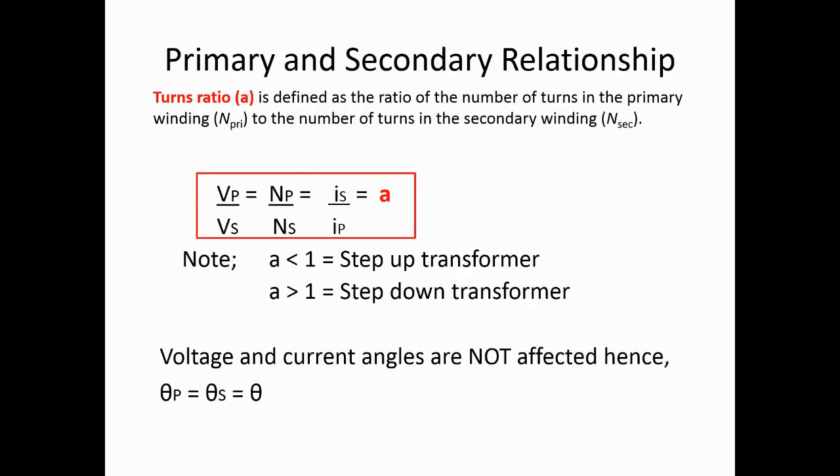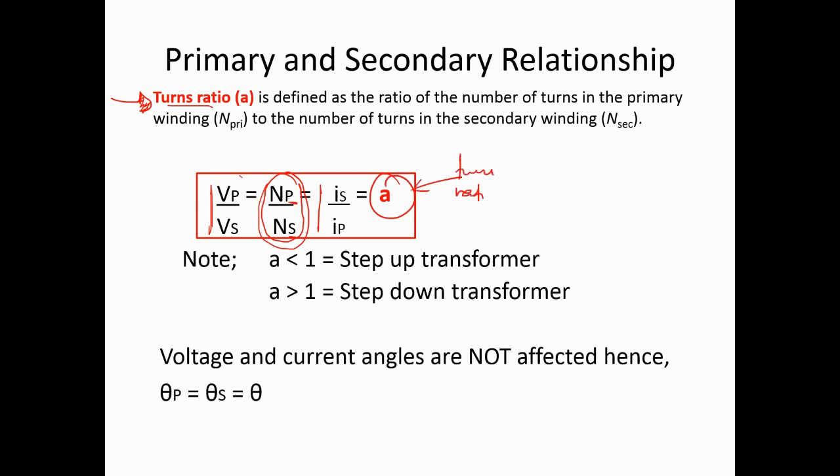Now that we have the ideal model of a transformer, the thing that we are most interested in calculating is what we call the turn ratio. So what is turn ratio? It is defined as the number of turns of the primary winding divided by the number of turns of the secondary winding, NP over NS, and it also equals VP over VS, and by consequence the other way around it equals IS over IP. So this is what we call the turn ratio, right?